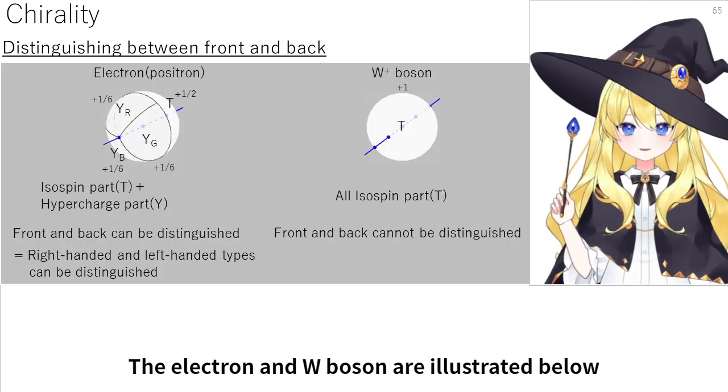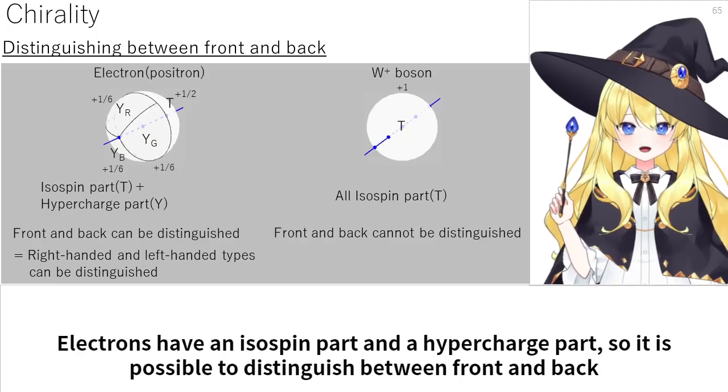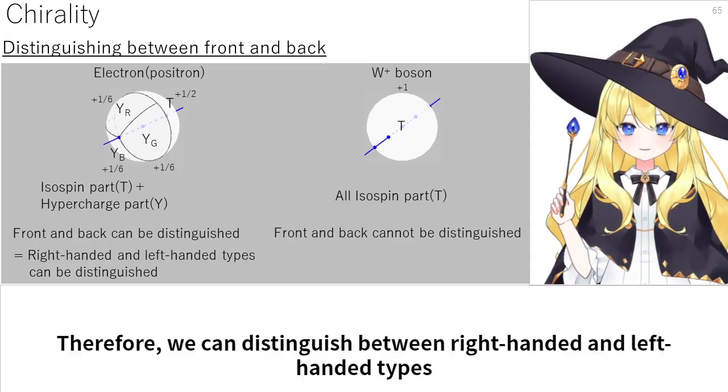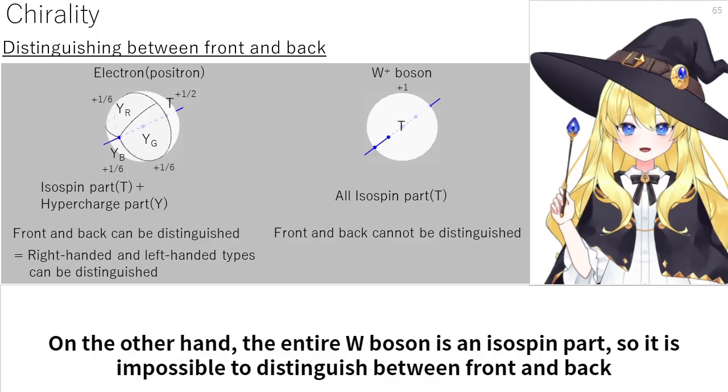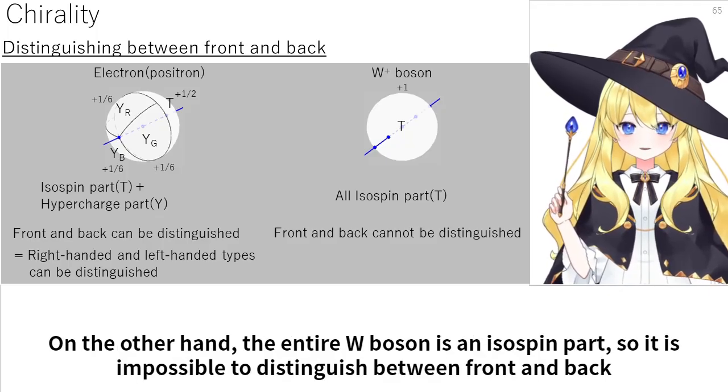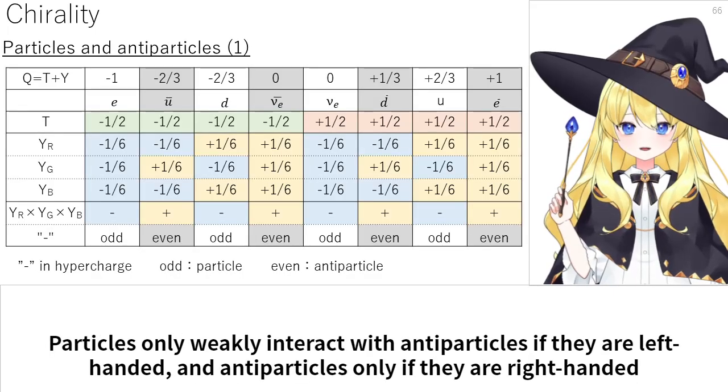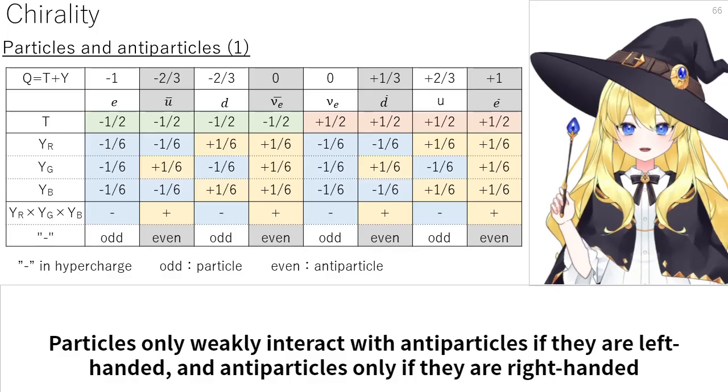The electron and W boson are illustrated below. Both have the same electric charge. Electrons have an isospin part and a hypercharge part, so it is possible to distinguish between front and back. Therefore, we can distinguish between right-handed and left-handed types. On the other hand, the entire W boson is an isospin part, so it is impossible to distinguish between front and back. Particles only weakly interact with antiparticles if they are left-handed, and antiparticles only if they are right-handed.